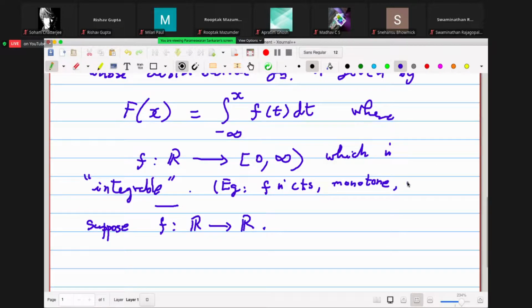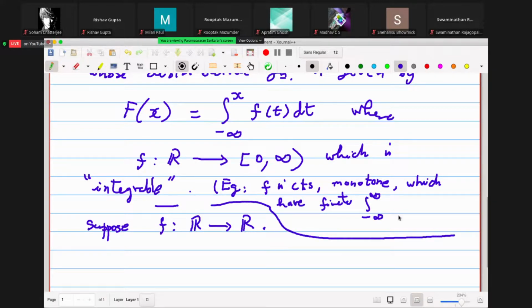Examples of this, which have finite minus infinity to infinity. So already I am assuming that the range is between 0 to infinity. So I should put this line over here, f(t) dt. Of course, this is which have finite this, and in fact it's going to be this finite, and in fact is equal to 1. May as well write that.